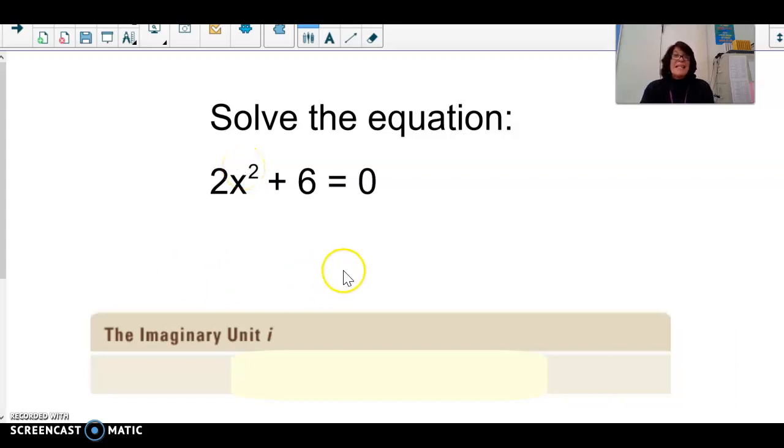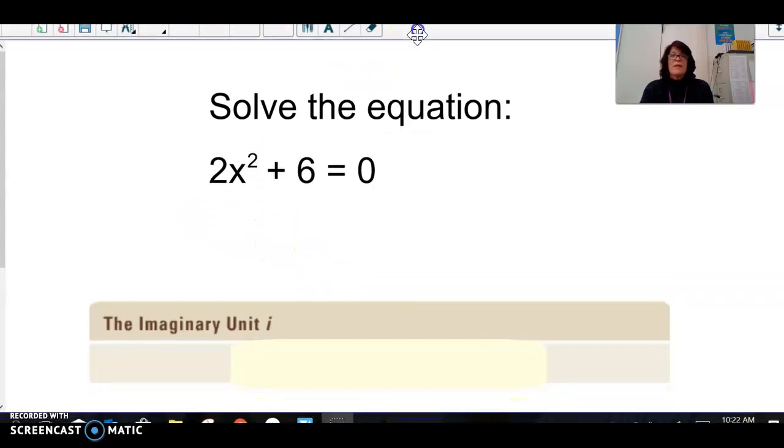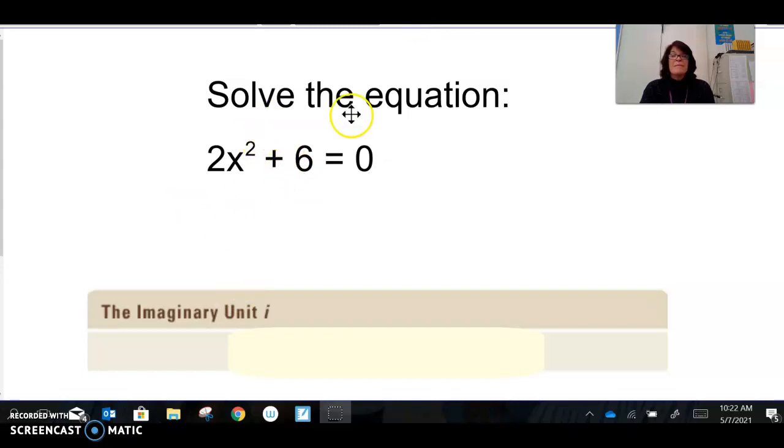Hey Trig, this last section is going to be, well, it starts off anyway with some familiar territory. Okay, we're going to go back to algebra a bit. How would you solve this equation?